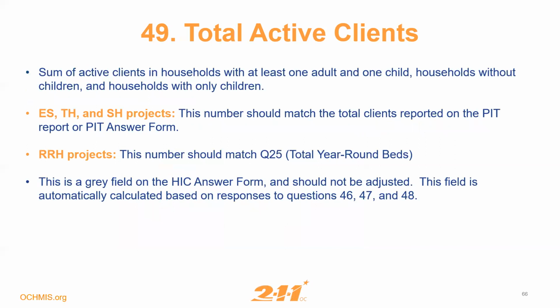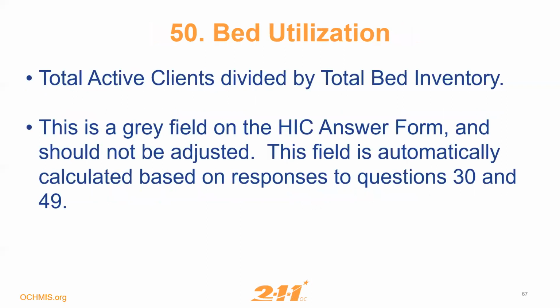And then we also just want to make note that for the ESTH and SH projects, these numbers should match the total number of clients on your PIT report or PIT answer form. And then for the RH projects, this number should match your total year-round beds. So then there's another gray field that will calculate your bed utilization. So the bed utilization is just your active clients divided by your total bed inventory. So this is calculated based off of other calculated fields in the HIC answer form. It will just divide question 30 by question 49, so total active clients by total bed inventory.